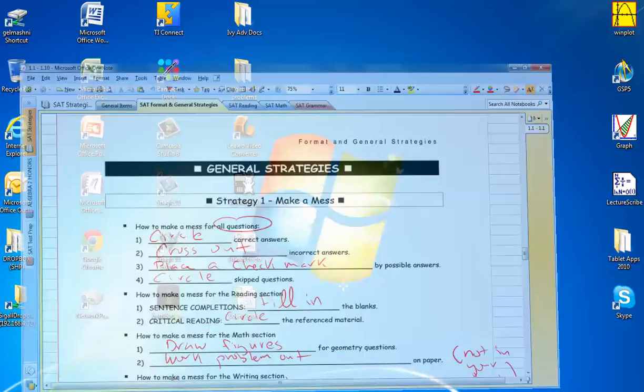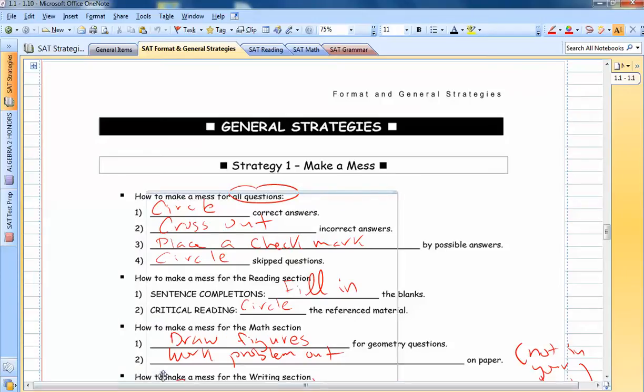Hey there, welcome to a video discussing the general strategies for the PSAT exam, which also could be applied towards the SAT exam. So here we're going to discuss pages 1.6 through 1.9 in your PSAT binder. If you go to the first tab, you'll definitely see those pages there.